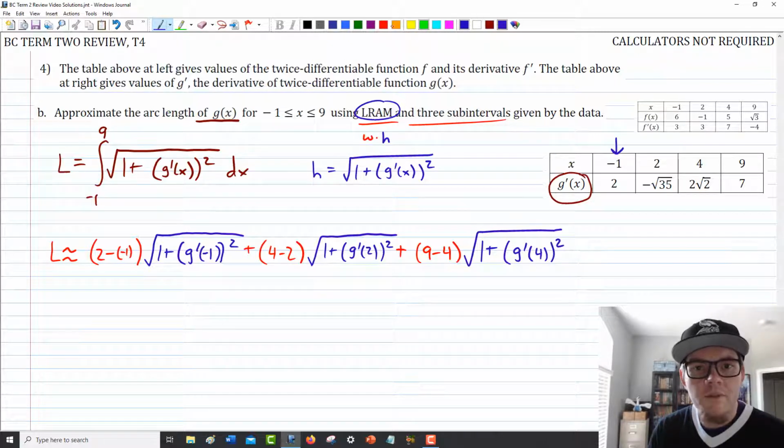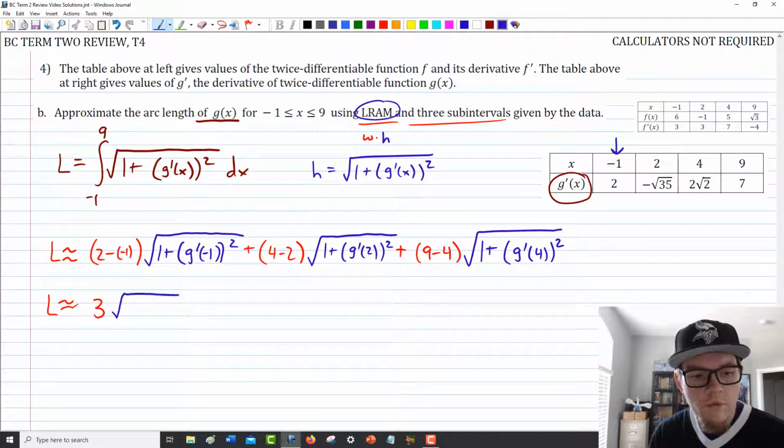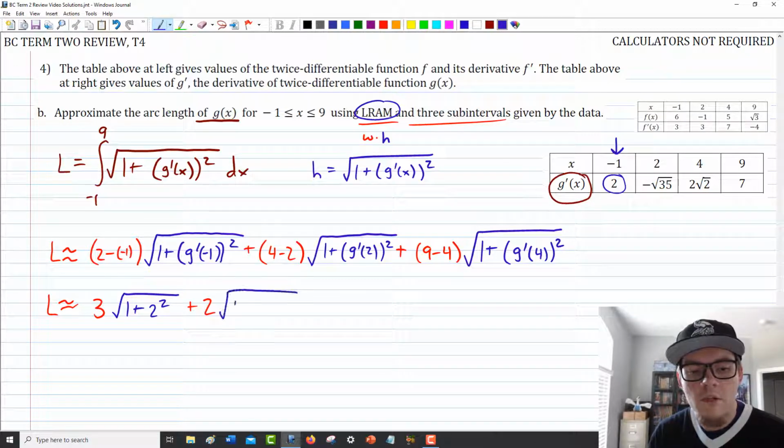So I'm going to try to clean this up just a little bit because there's a lot going on here and there's a lot written. We can't stop here because we have unevaluated functions, so we'll try to wrap this up. We'll get 3 for the first part. Then we'll have the square root of 1 plus g prime of negative 1 squared. Next, we'll have plus 2, and then we'll deal with the square root. It's going to be 1 plus g prime of 2. It's going to be root 35, or negative root 35 squared, which is just going to be plus 35.